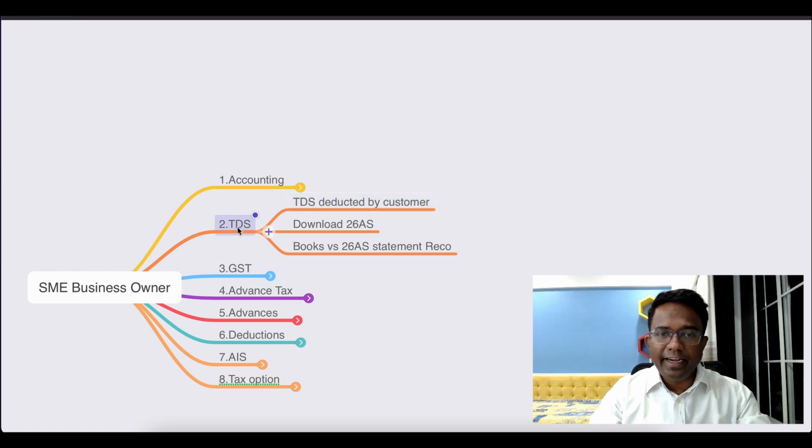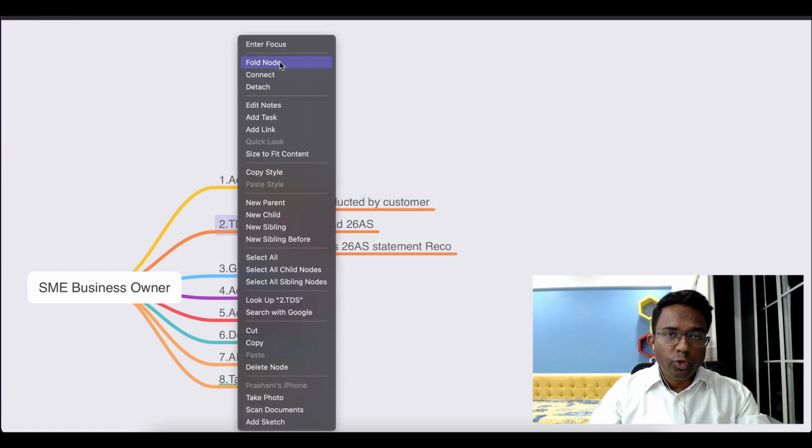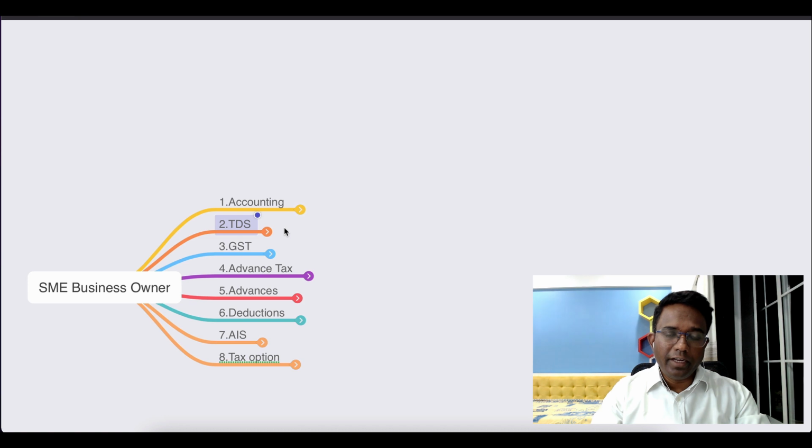So this is the TDS part. Otherwise you will lose money, right? 10% is a big amount. In some cases the customer is deducting 10%. In some cases like commission they are deducting 5%, and for contractual payment like 2%.